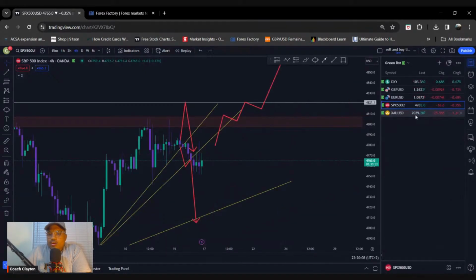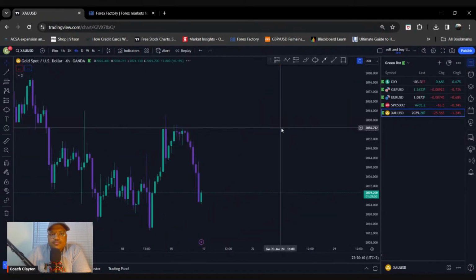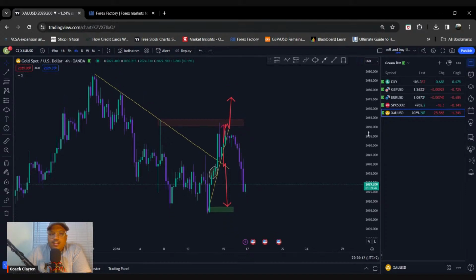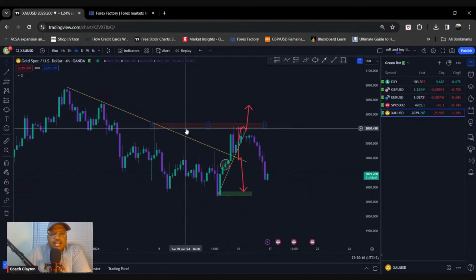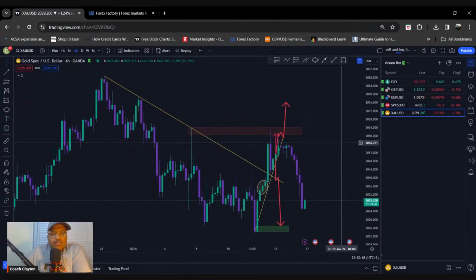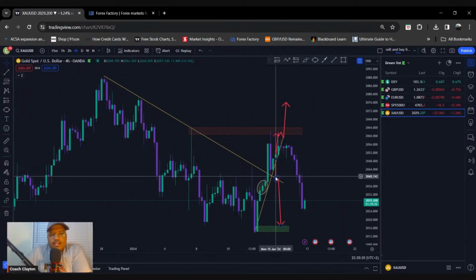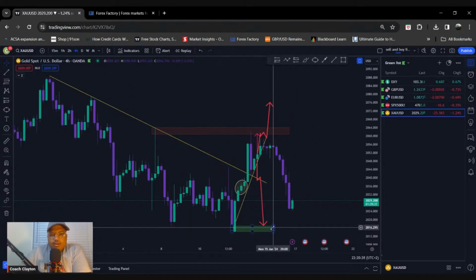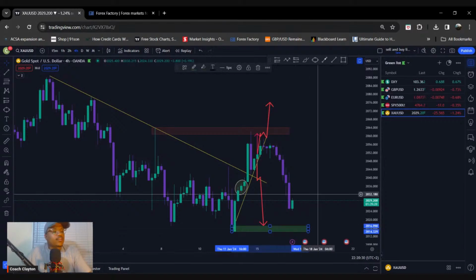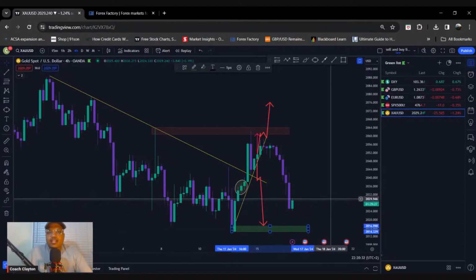Also, lastly, if you go to gold, and this is what happened to gold as well, and although it broke a downtrend, right, gold is forming back and trying to reach the particular demand zone, right? So just bear that in mind as well.